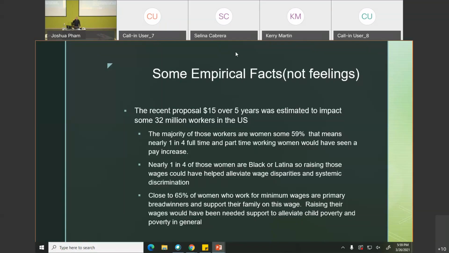The majority of those workers that would have been seeing a wage increase, 59% of them happen to be women. Nearly one in four, full-time and part-time working women would have seen a pay increase. Nearly 1 in 4 of those women are Black or Latina. So if you're worried about systemic racism or discrimination, this is a policy that would have gone a long way to at least address that a little bit.